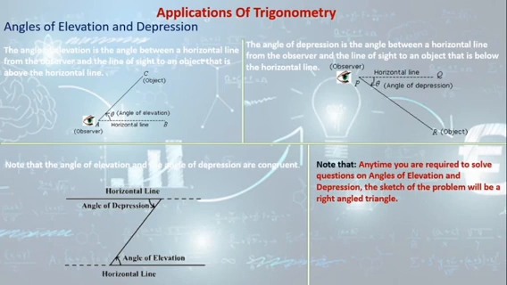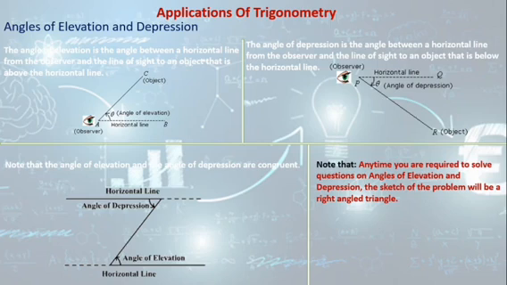All right, now if we step a little bit forward from there, it's important to note that anytime you are required to solve questions on angles of elevation and depression, the sketch of the problem will always be a right angle triangle. This is really very important. The moment you see a question that talks about the angle of elevation or the angle of depression, and sometimes they are combined, you must know that you will be required to sketch a right angled triangle. So all you need to do is just follow the question and draw your sketch, but it has to turn out to be a right angled triangle.